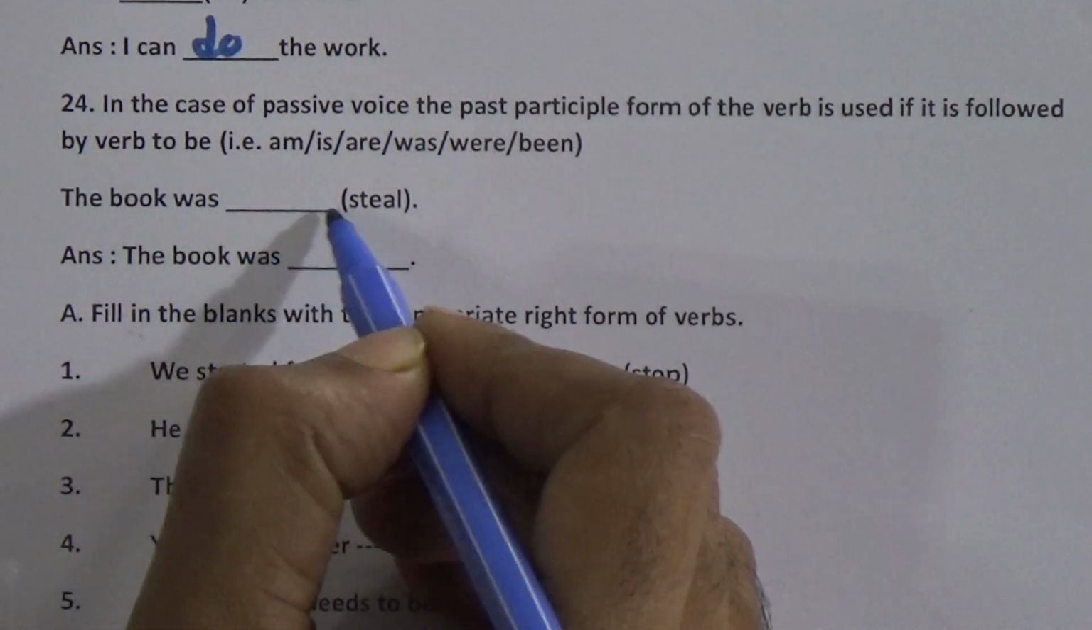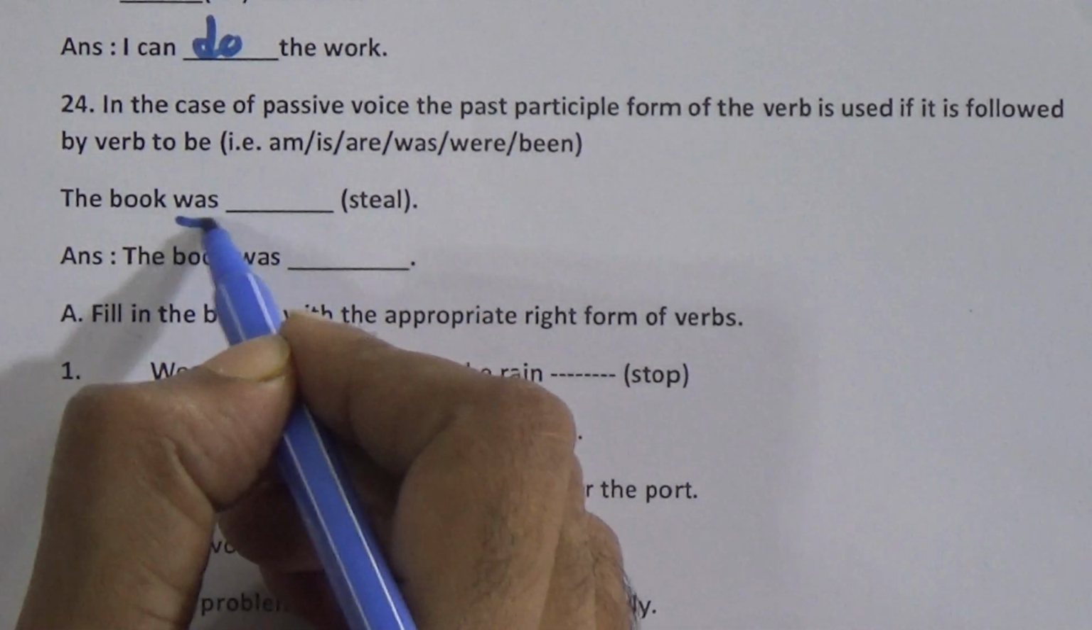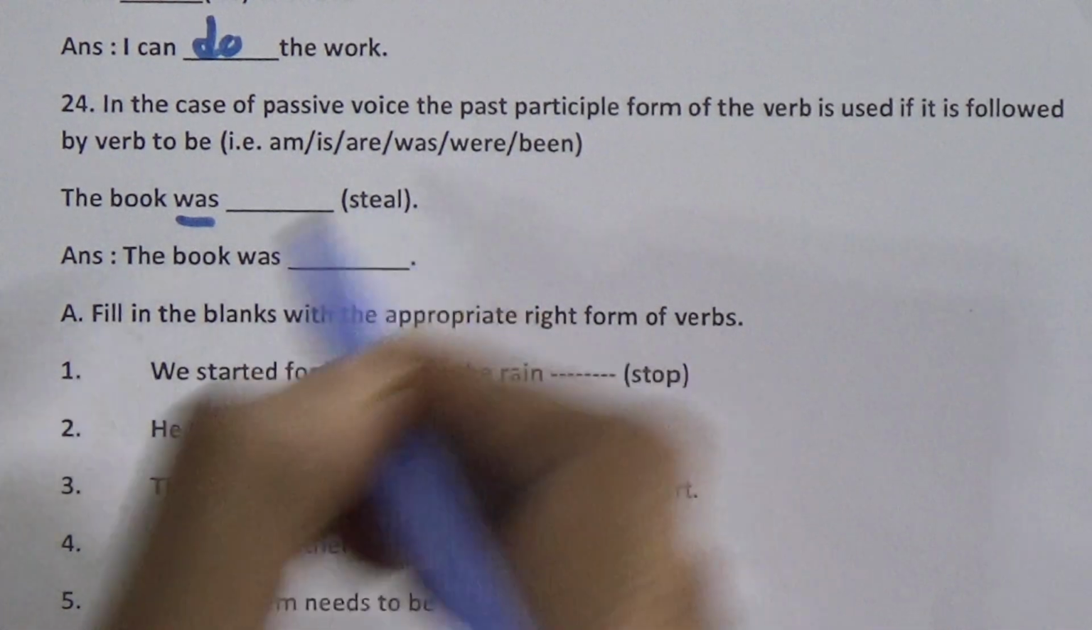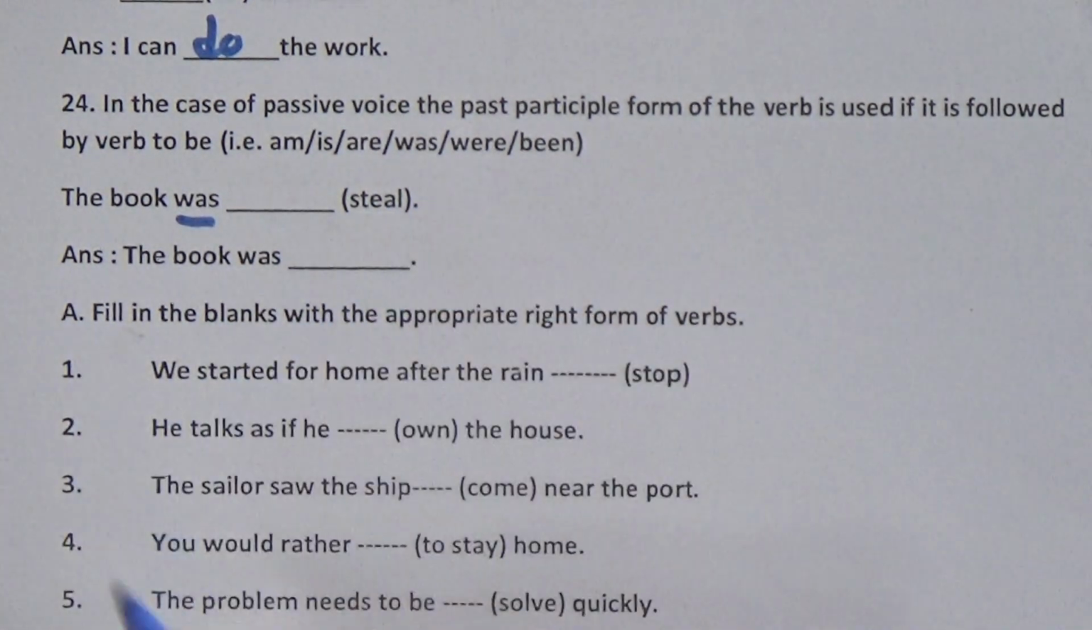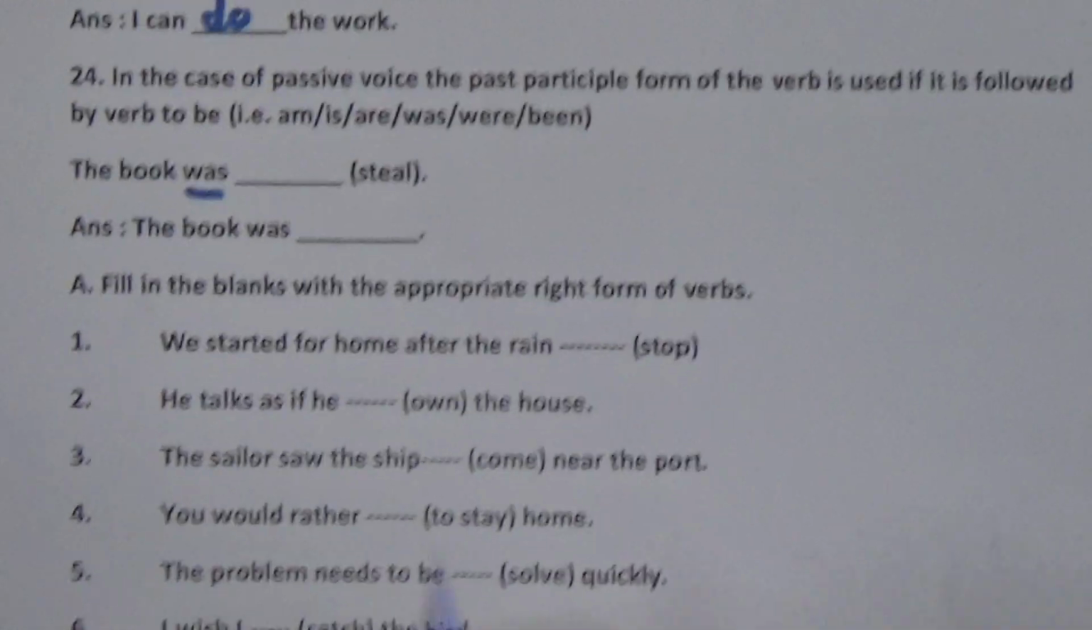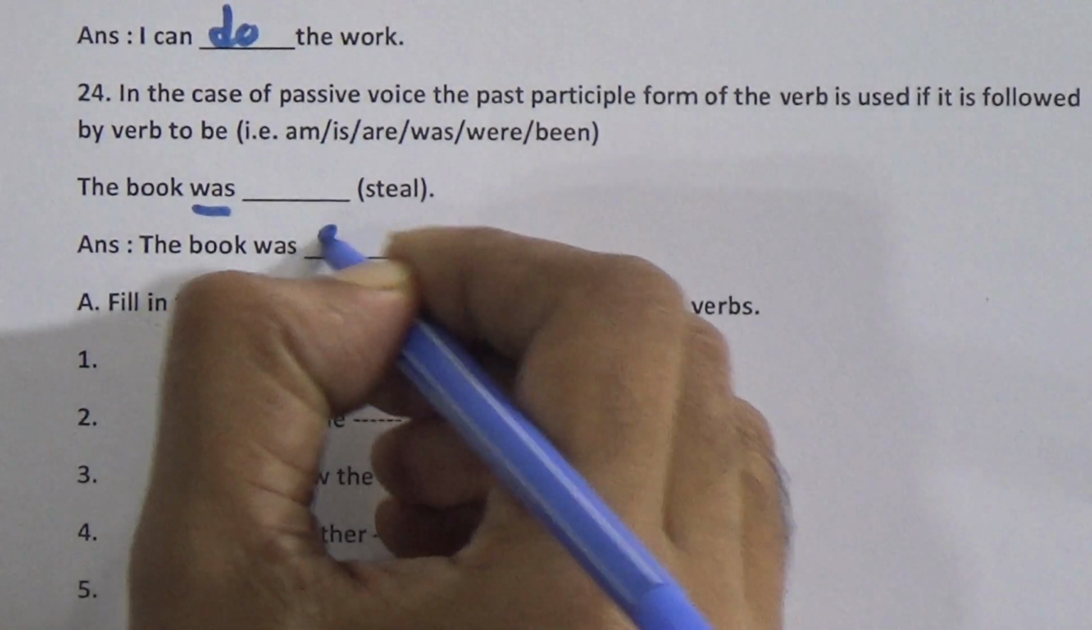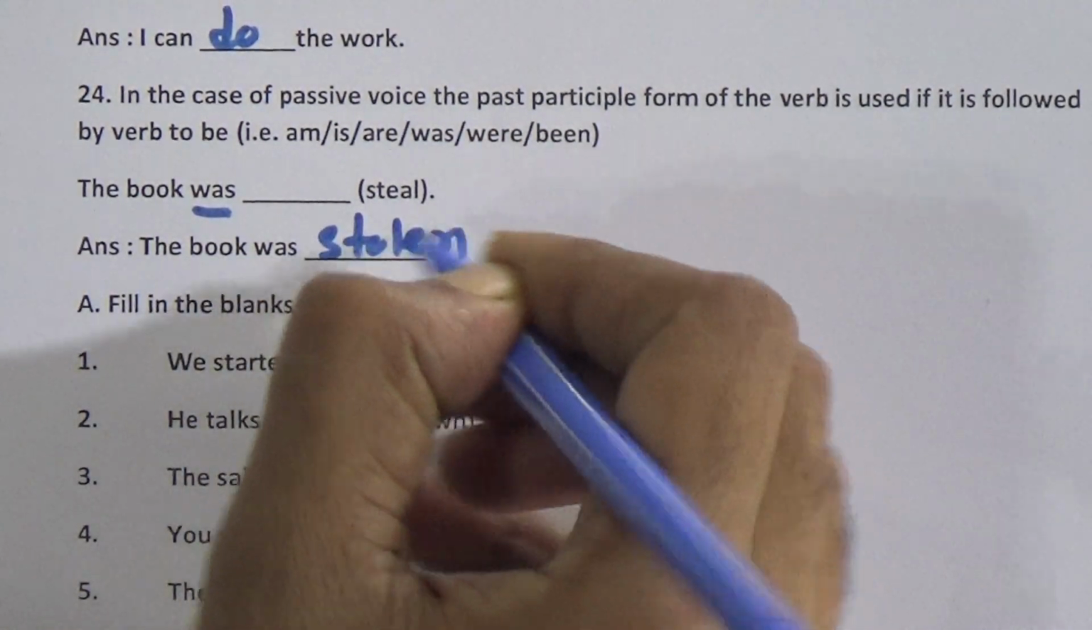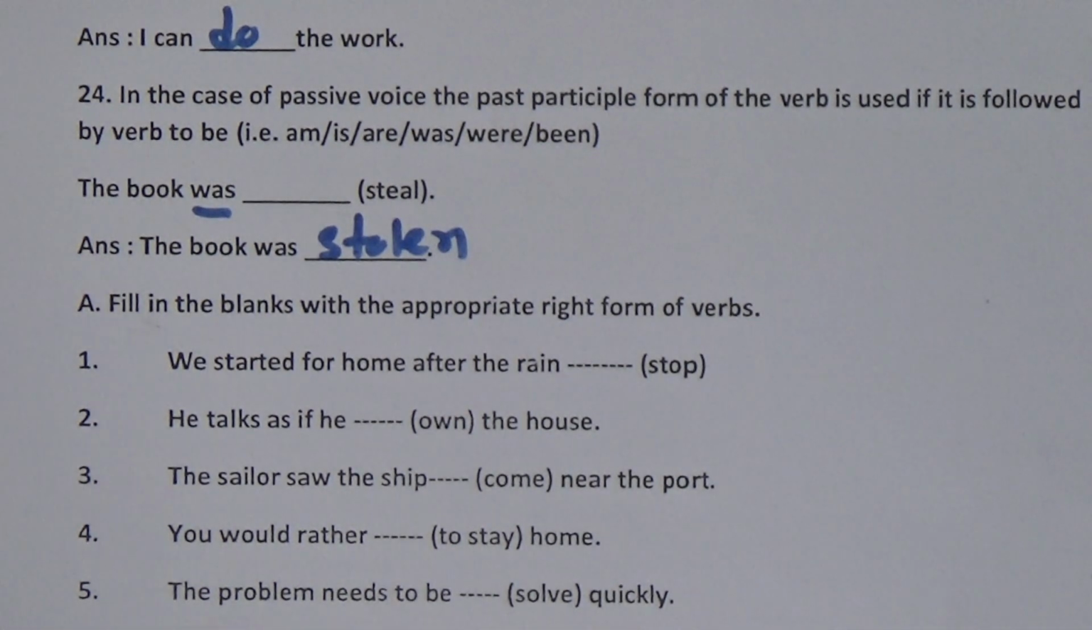The book was dash still. Look here, was is the auxiliary verb and there is another verb in the bracket. So write down the past participle form of the verb in the bracket. The book was stolen. We know that the past participle form of steal is stolen.